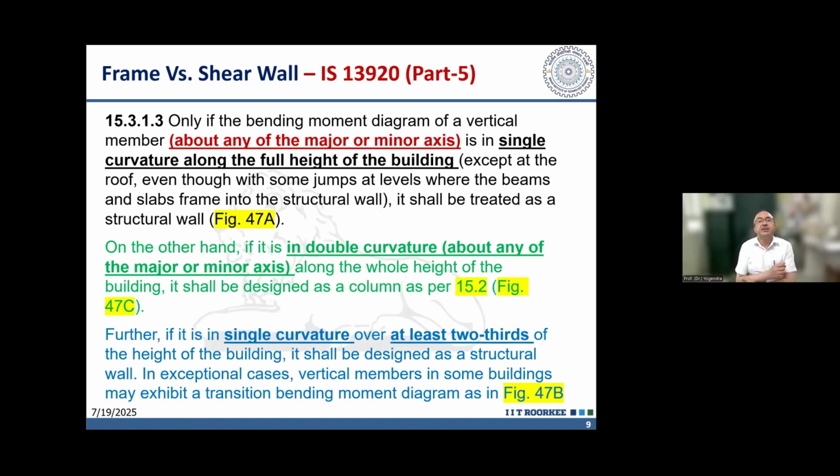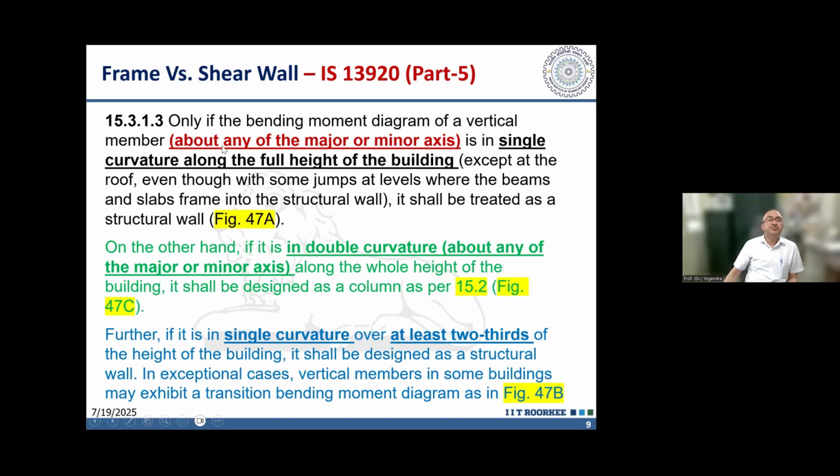So this definition has been included now in the revised code, IS 13920, part 5, that is for buildings, and 2025 we may say, which is going to come. So there this definition is included, although there appears to be some typing issues still, that will be perhaps taken care of. So what it says is that if a vertical member is in single curvature along the full height, and the single curvature may be about any of the major or minor axis.